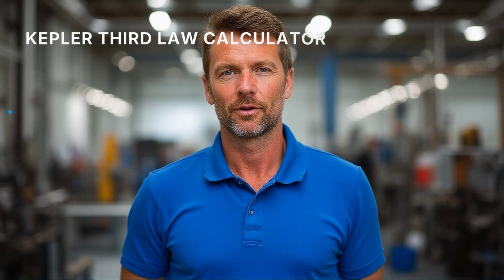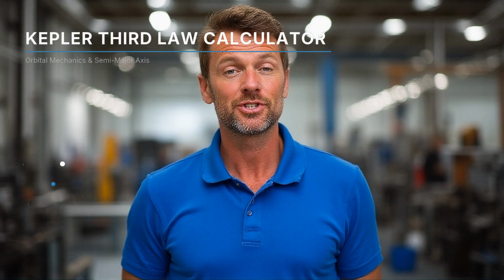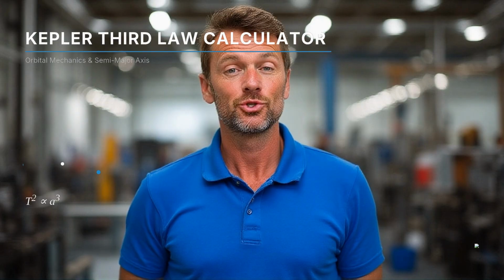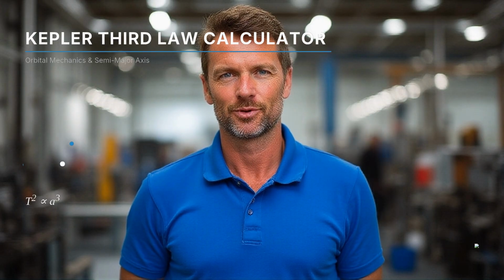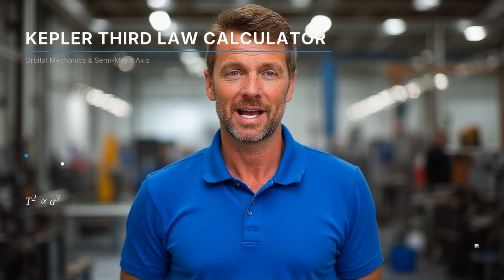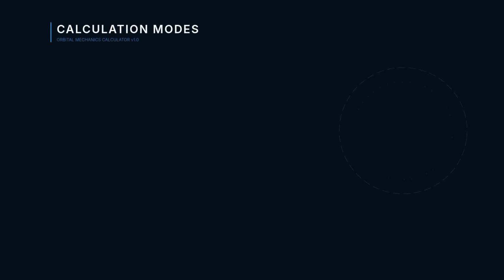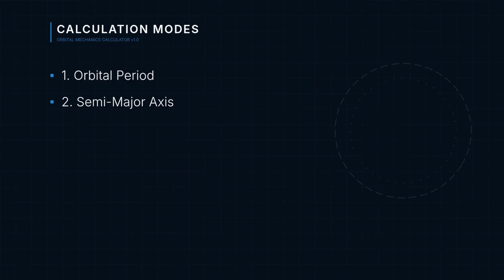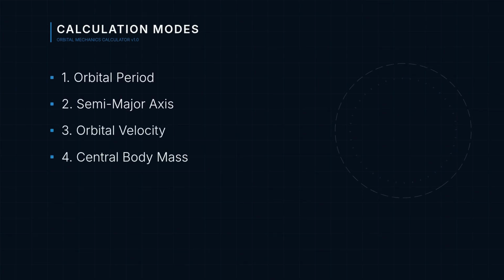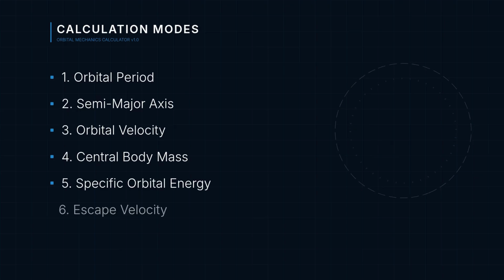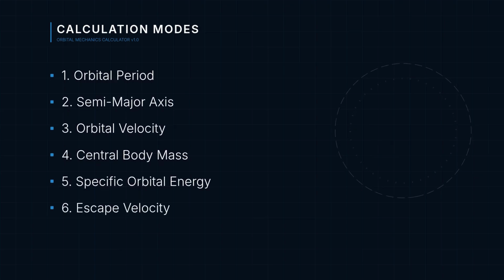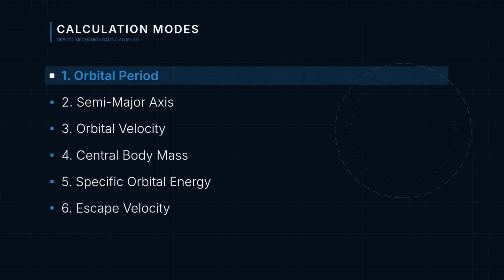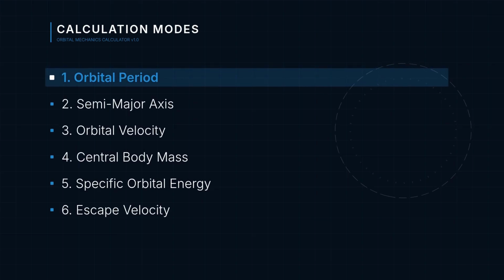This is the Kepler third law interactive calculator, which solves orbital mechanics problems using Kepler's fundamental relationship between orbital period and semi-major axis. The calculator has a drop-down menu for calculation mode with 6 options. Calculate orbital period, calculate semi-major axis, calculate orbital velocity, calculate central body mass, calculate specific orbital energy, and calculate escape velocity. For this demonstration, I've selected Calculate Orbital Period.